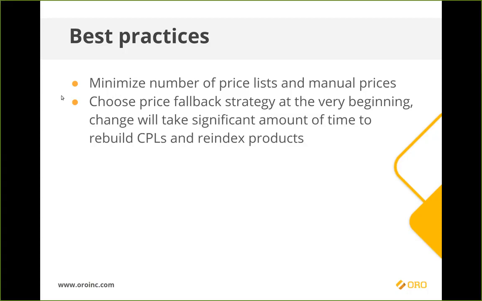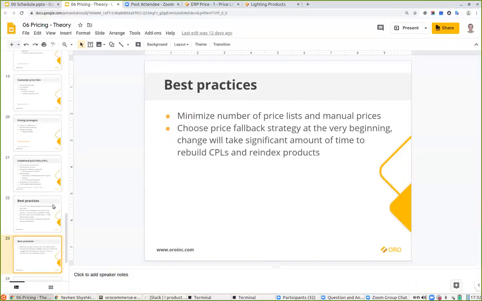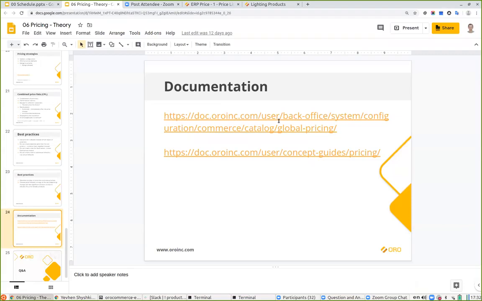And as I have already mentioned, you have to specify the price fallback strategy at the very beginning, because if you change it later, the application has to calculate all the combined price lists, which may take several hours in case of lots of prices in your database. Here we have linked the documentation. You may always check it.